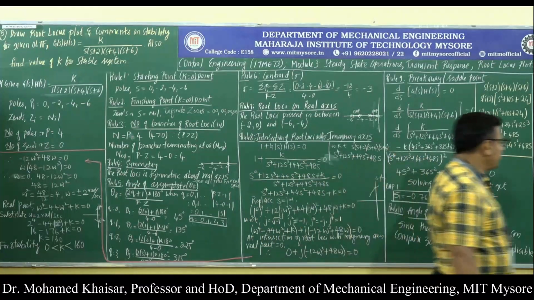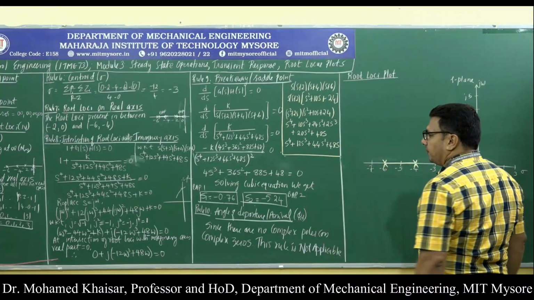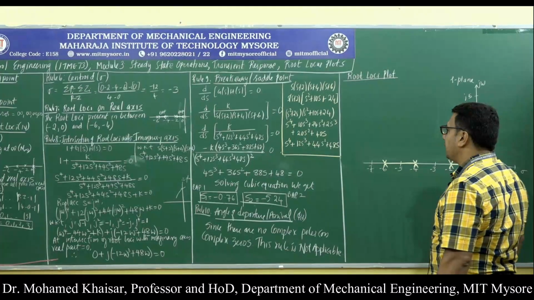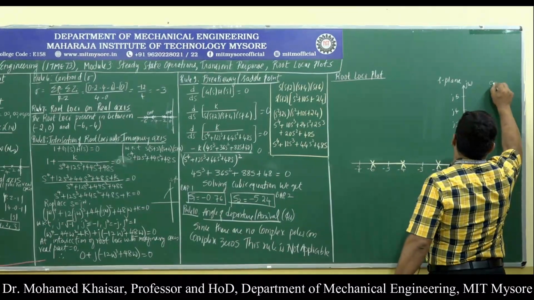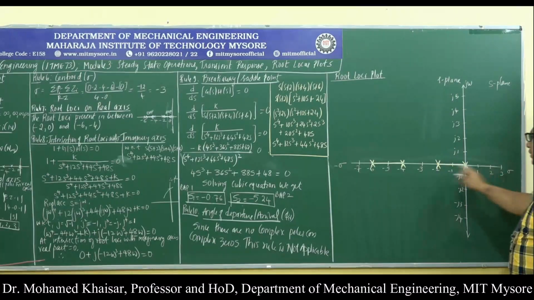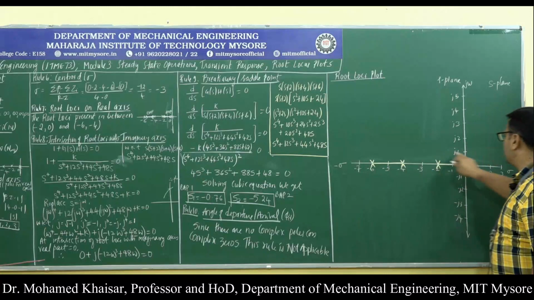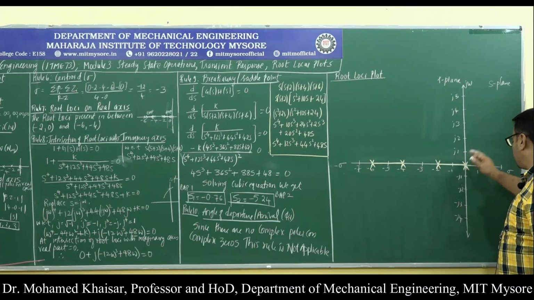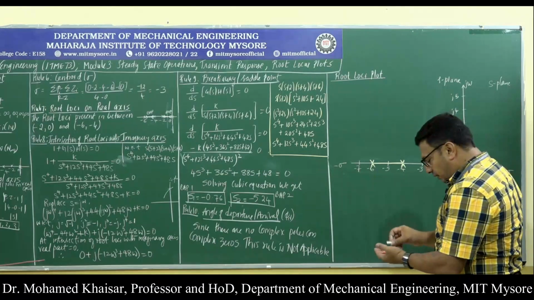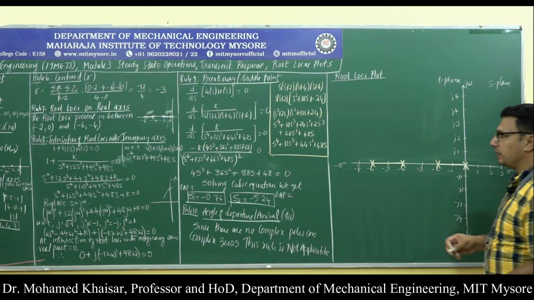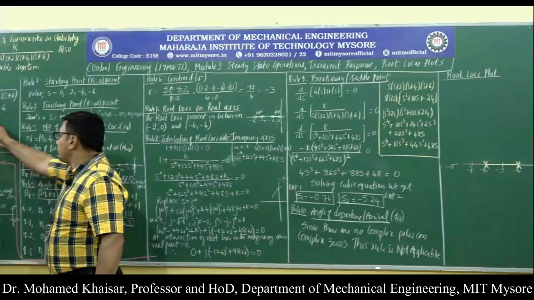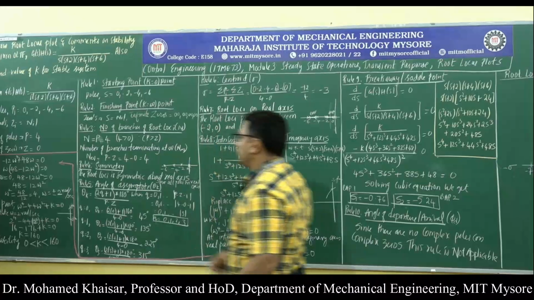Now, let us try to draw the root locus plot when we have already calculated the data for the entire root locus plot. So, this is the S plane, and this will be the positive real axis, this will be the negative real axis, this will be the positive imaginary axis, and this will be the negative imaginary axis. Okay. Now, we will first mark the poles and zeros given. The poles are 0, minus 2, minus 4 and minus 6, and there are no zeros.